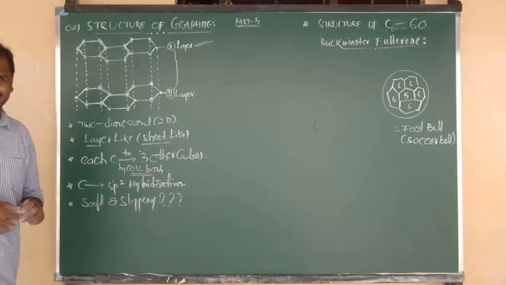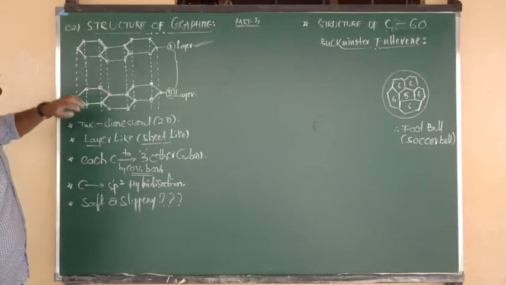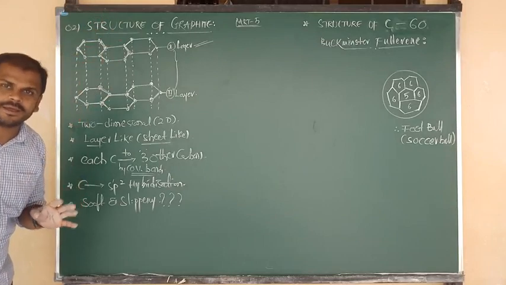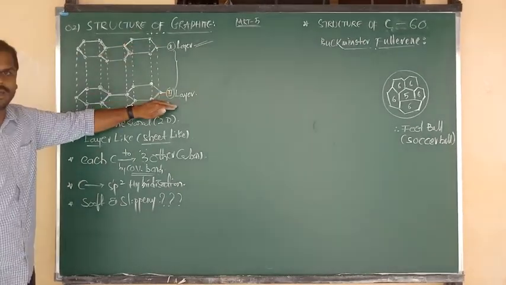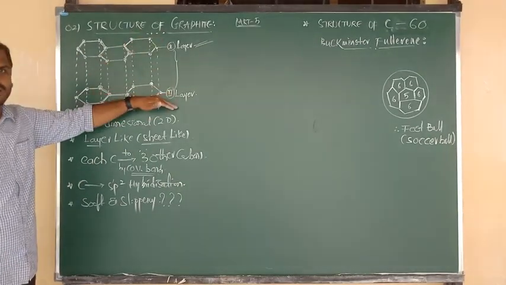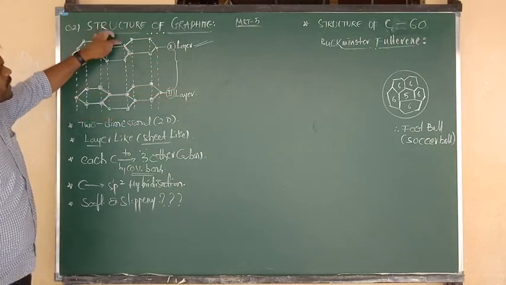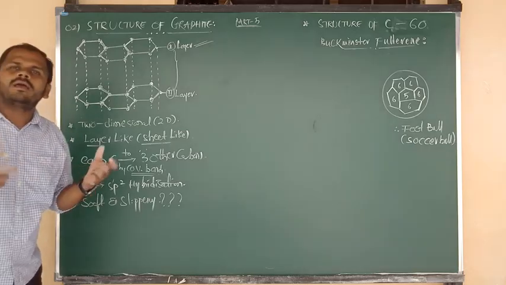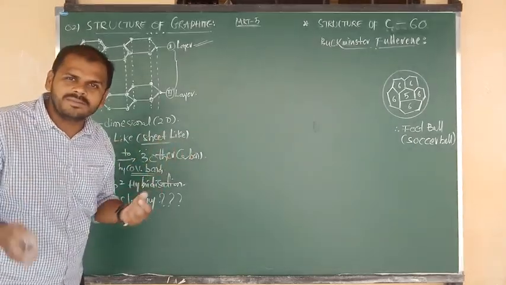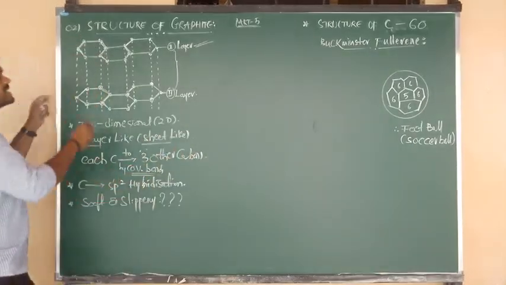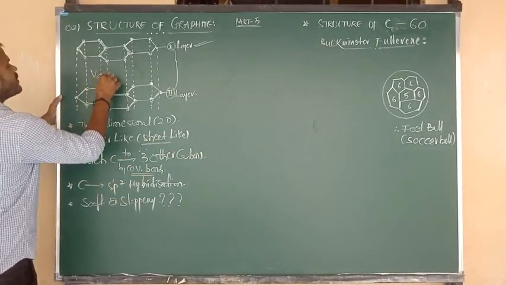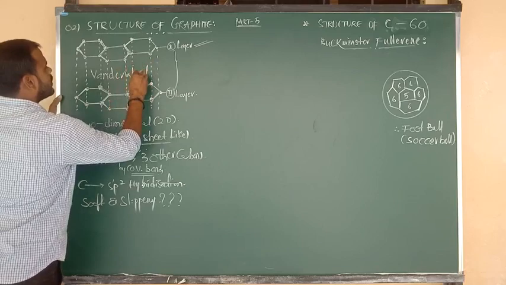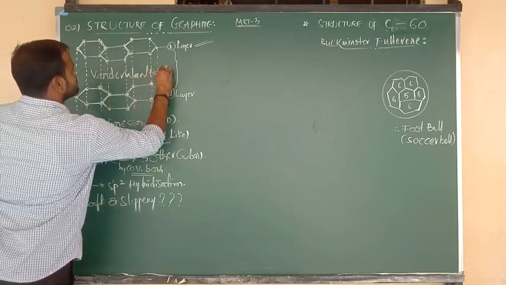The reason is, listen carefully: between carbon and carbon, strong covalent bonds are there, okay, accepted. But between layer and layer, first layer and second layer, only weak attractive forces will be there. Such weak attractive forces are nothing but the van der Waals forces. Which forces? Van der Waals forces.